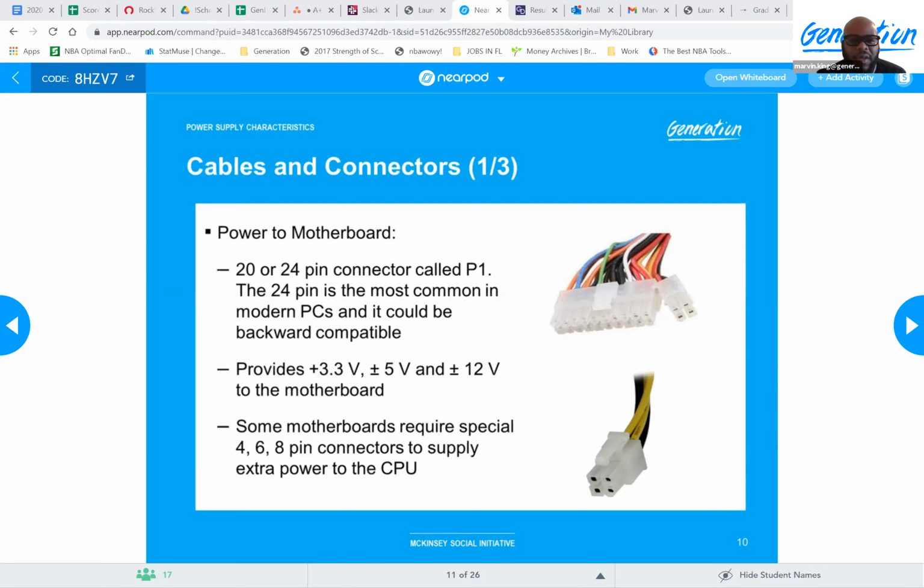I wanted to piggyback on what Kelly was saying. With the pins, you have the positive 3.3 volt, plus or minus 5, plus or minus 12, and all of those will feed the components on the motherboard. You also have certain pin connectors that could come, like I just said, that 4 pin right there for extra power, namely to probably power that GPU, the graphics card. That's a 4 pin there.